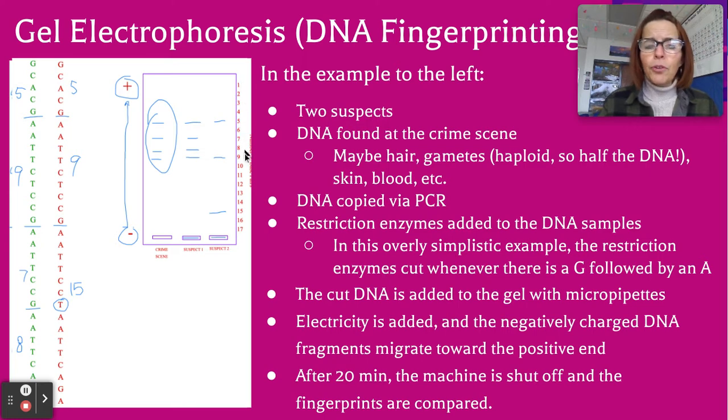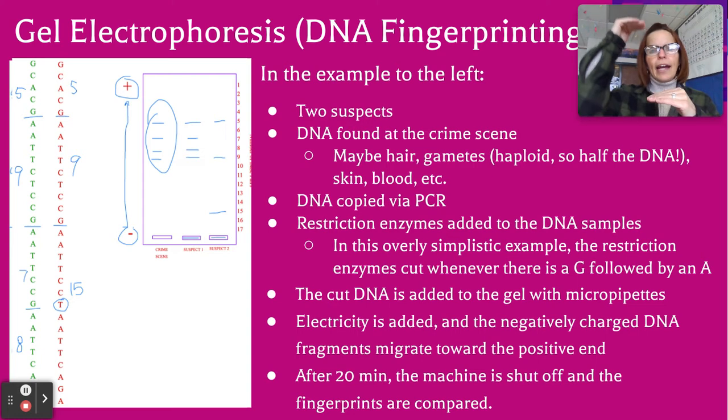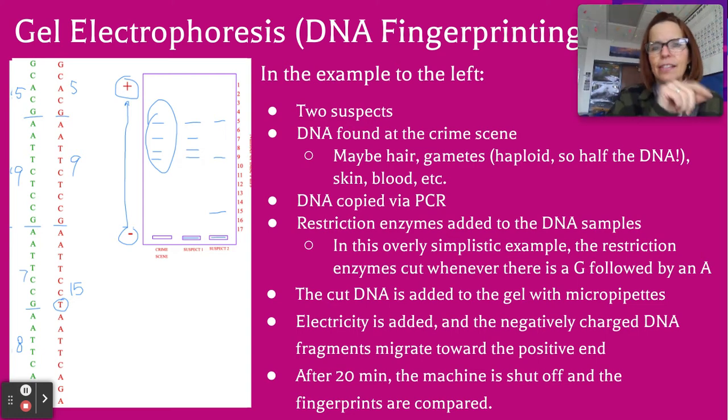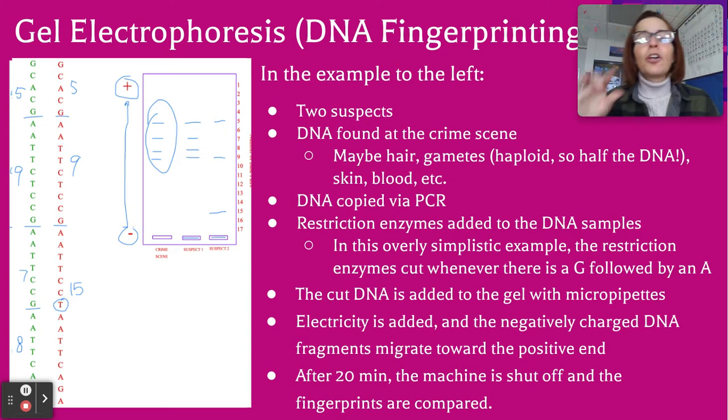Now I have numbers over here that are showing the size of the fragments. What they usually do, they don't usually have numbers. They have something that's called a ladder. I'm forgetting, there's another word for it. But they have sample DNA that they know how many base pairs it has, and it makes a ladder. And then we can compare the suspect's DNA to this ladder to know how many base pairs are involved in any one fragment. And so in my simplistic example, here's the DNA fragment that was 5.